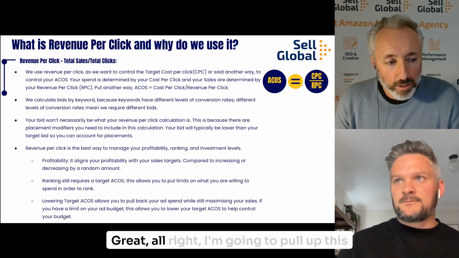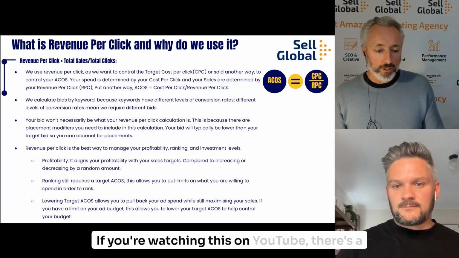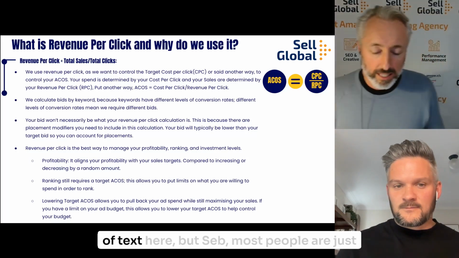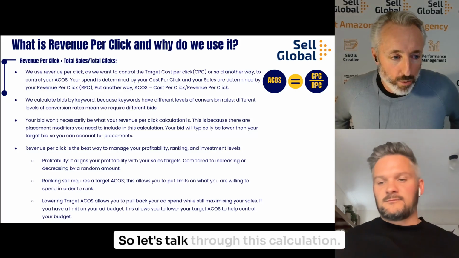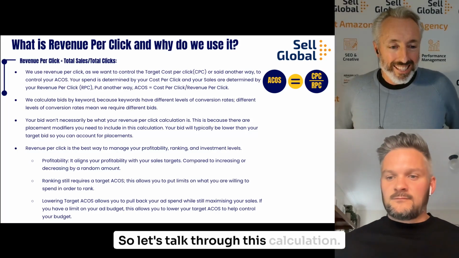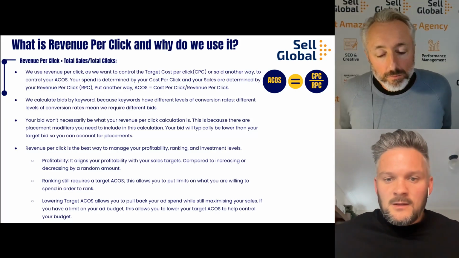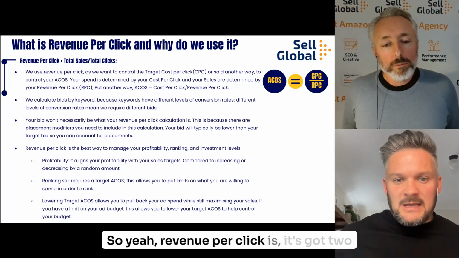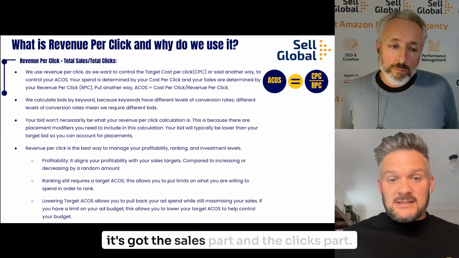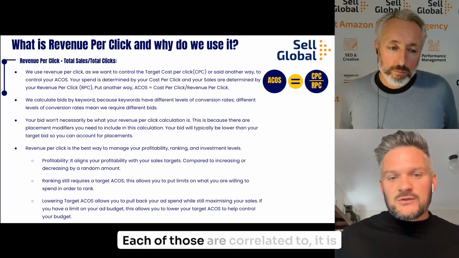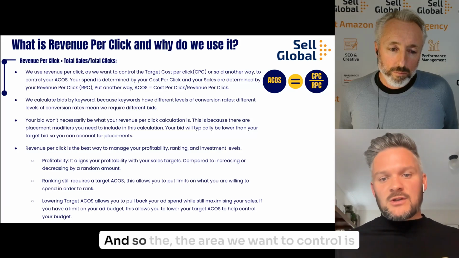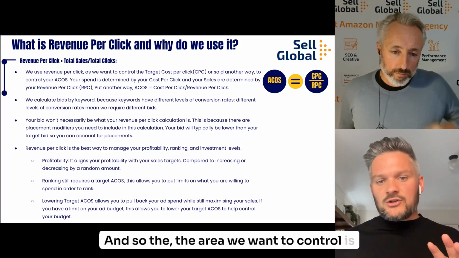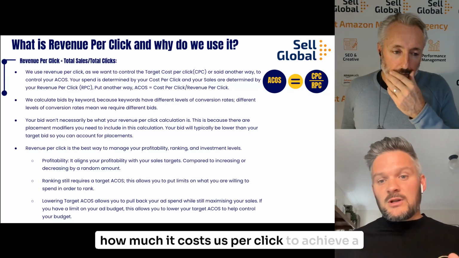Great. All right, I'm going to pull this up. If you're watching this on YouTube, there's a bit of text here. But most people are just listening, so let's talk through this calculation. Revenue per click has two parts to it: the sales part and the clicks part. Each of those is something that we can control, and the area we want to control is how much it costs us per click to achieve a sale.